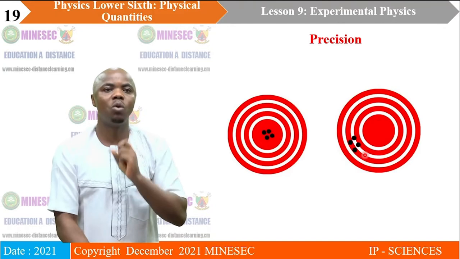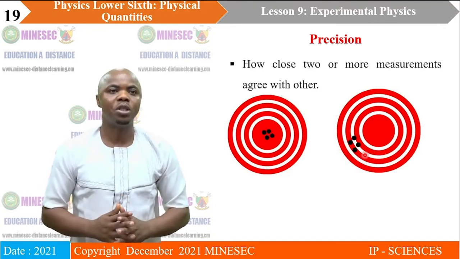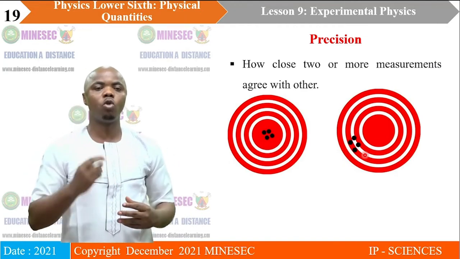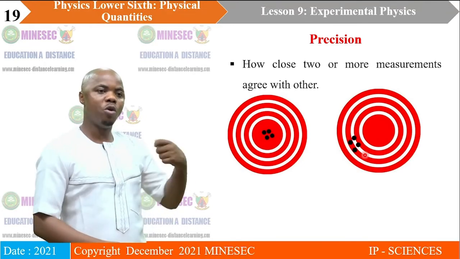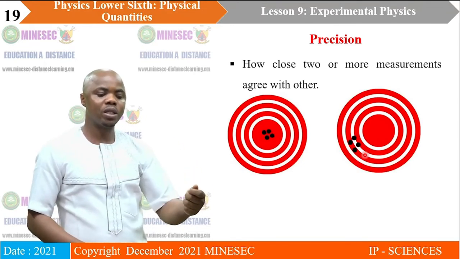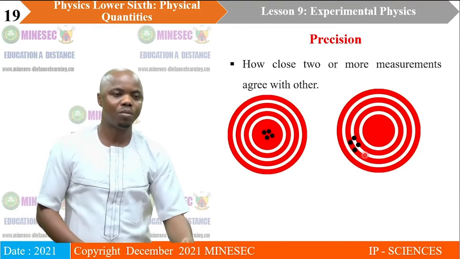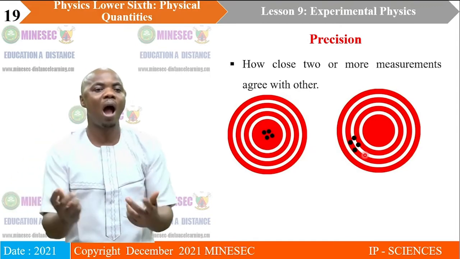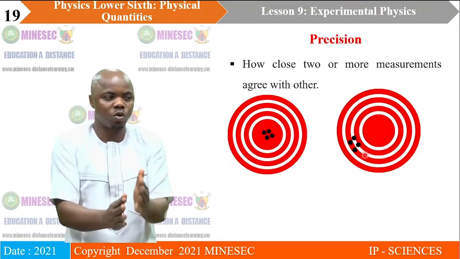So with this analogy, how do we define precision? Precision is defined as how close two or more instruments or two or more measurements agree with each other. So if I use a scale balance and measure the mass of a fish as 80 grams, and I use another scale balance, for these two instruments to be standard, I should have a value very close to the first one.